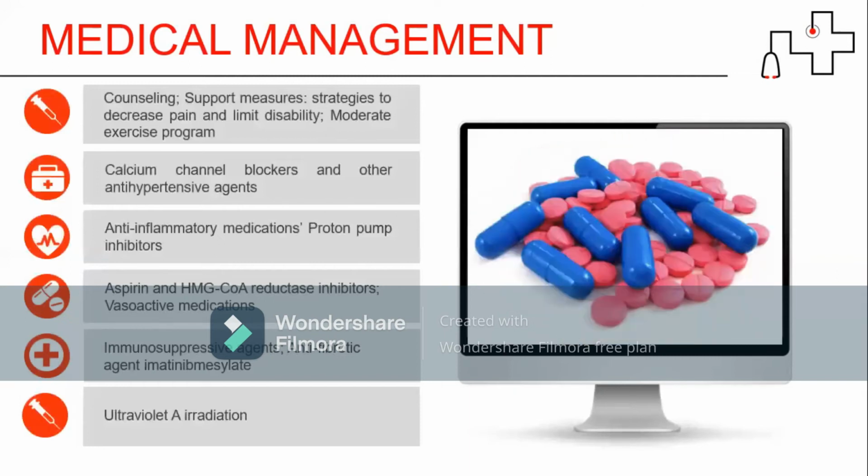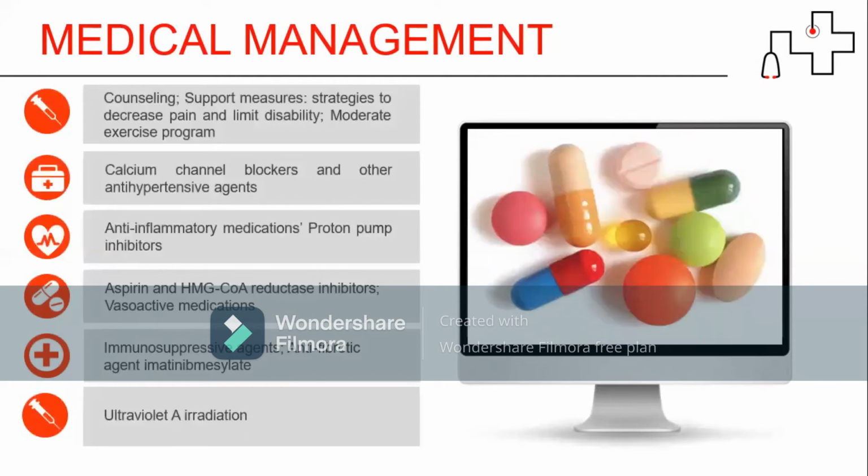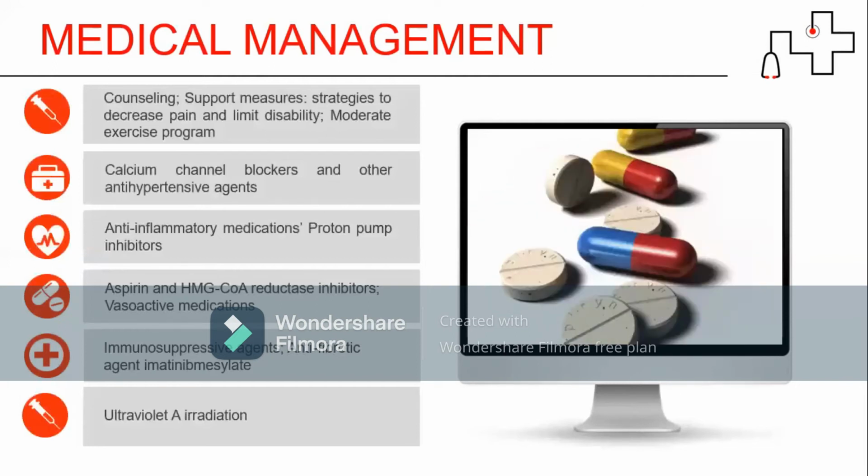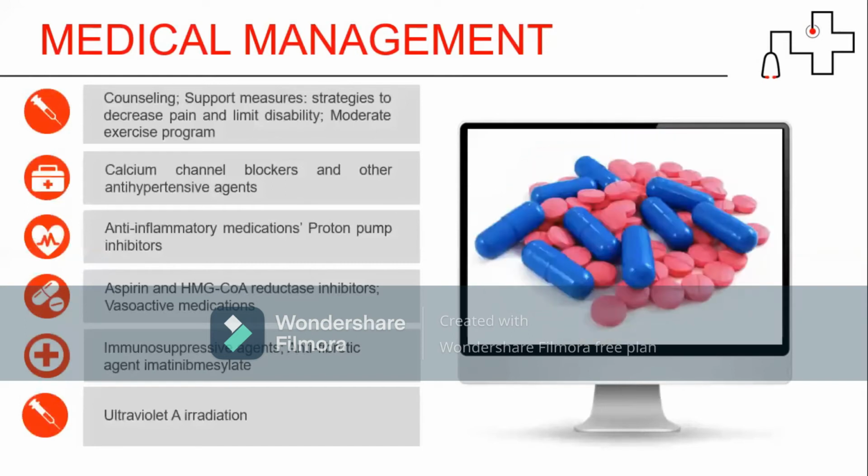For the pharmacologic therapy, calcium channel blockers and other antihypertensive agents are given. Anti-inflammatory medications and proton pump inhibitors are also given. Aspirin is used to help reduce cardiovascular risk factors. Vasoactive medications are given, and also immunosuppressive agents and antifibrotic agents. Ultraviolet A irradiation is sometimes used to decrease the synthesis of collagen in dermal fibrosis and improve skin symptoms.